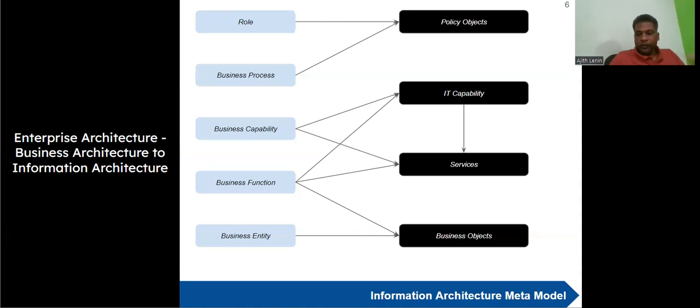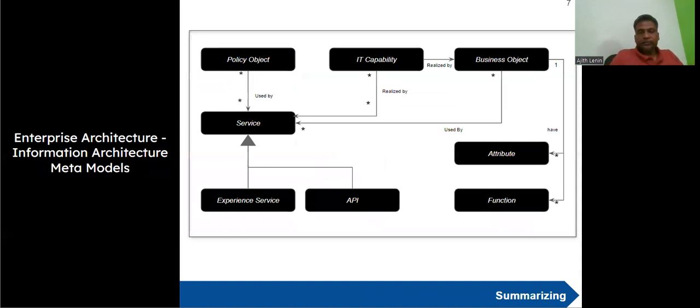Before we close out today's video, we'll look at the meta model. We'll try to define a meta model for information architecture. As we said, there are four components we looked at: policy objects, IT capabilities, business objects, and services. Let's look at services, the central piece, since our eventual goal is to deliver those services.